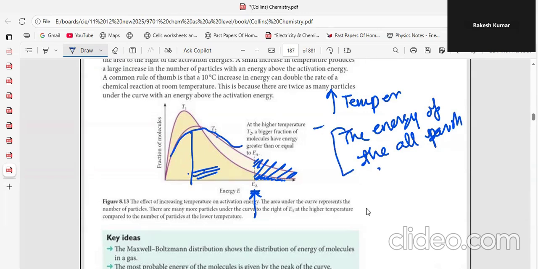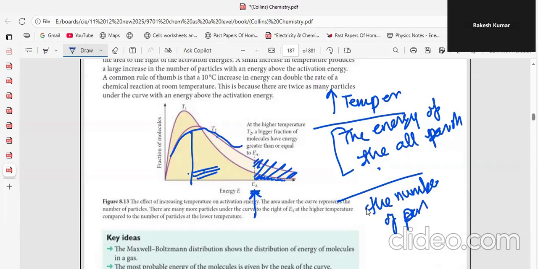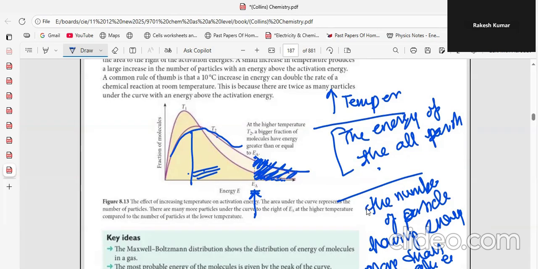Then the most important line: the number of particles having energy more than the activation energy increases, because this area has increased, because the curve is shifted and flattened. And that is why more particles will have successful collisions.